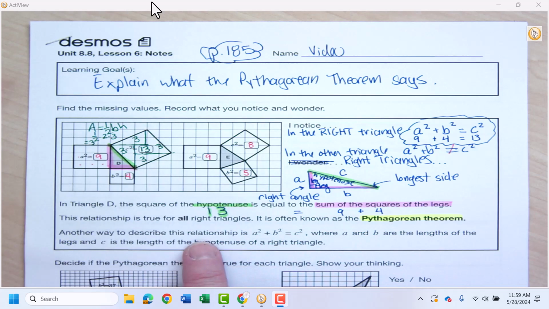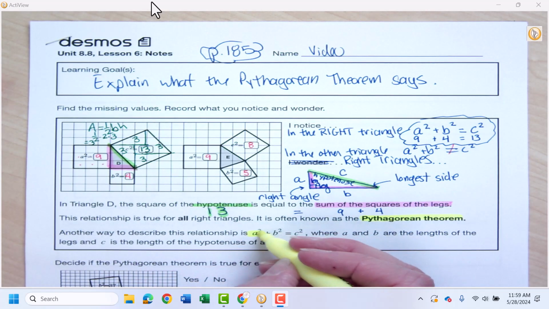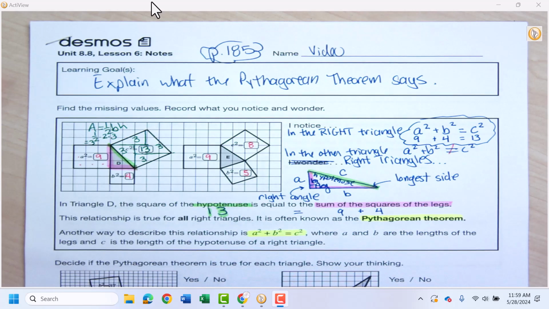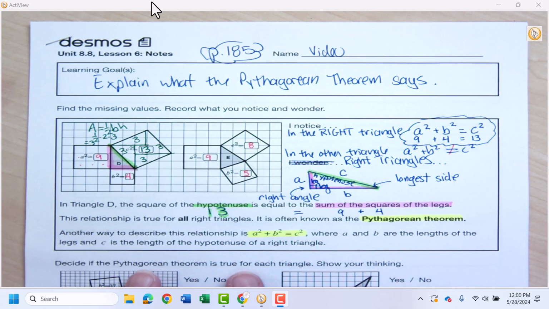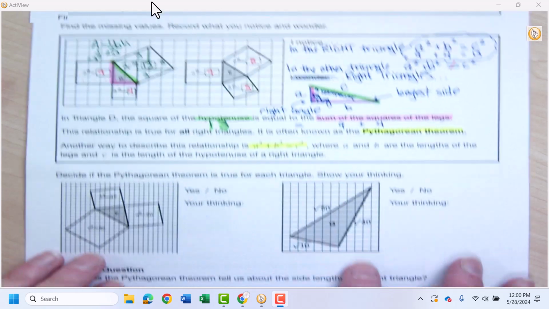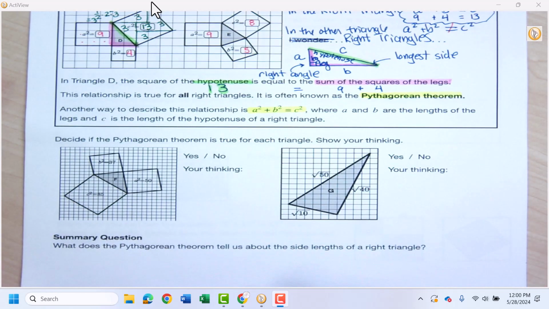Another way to describe this relationship is, well, here it is. A squared plus B squared equals C squared, where A and B are the lengths of the legs, and C is the length of the hypotenuse of a right triangle. Let's take a look at a couple of triangles down below here and decide if the Pythagorean theorem is true for each of these. And we'll show our thinking.